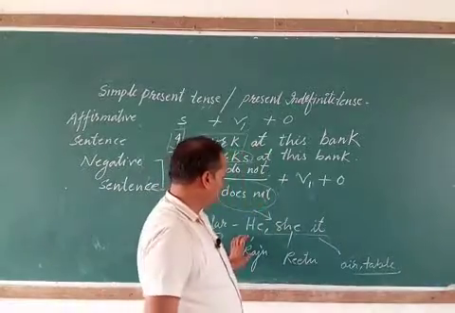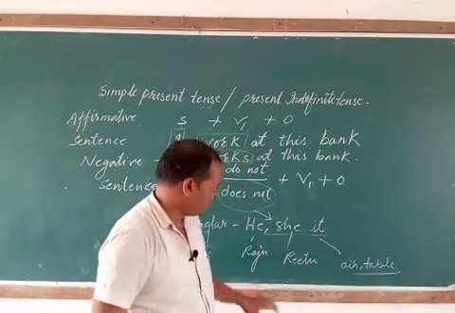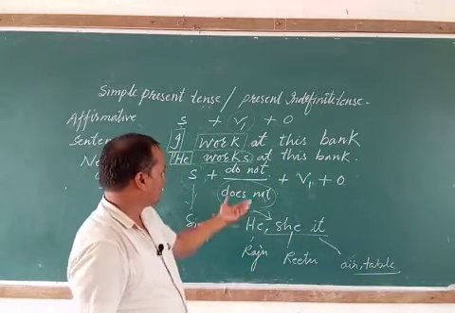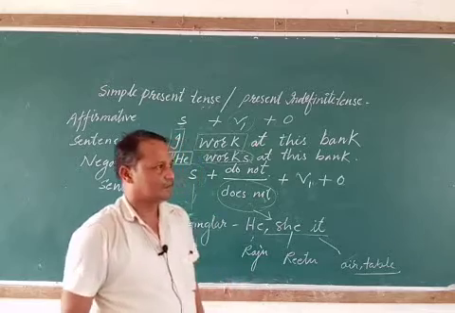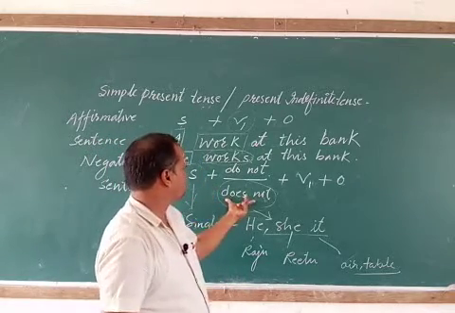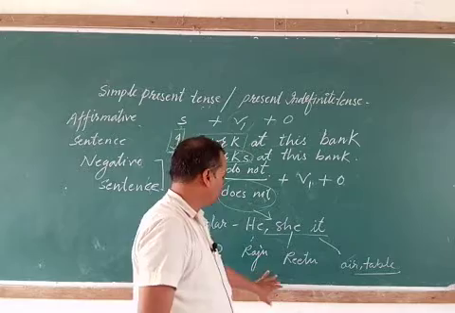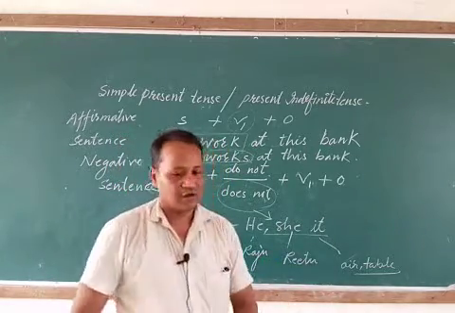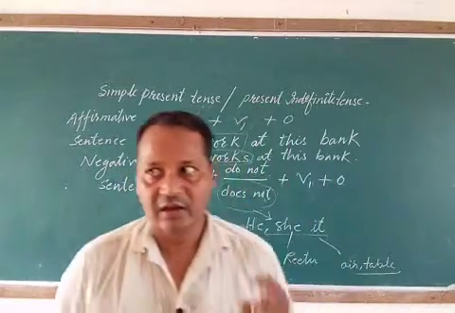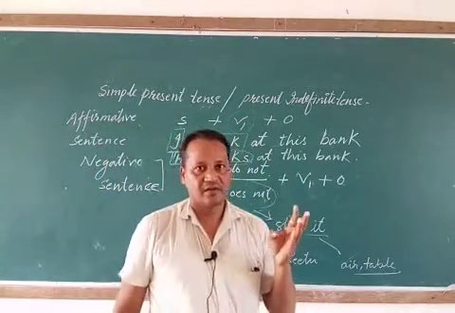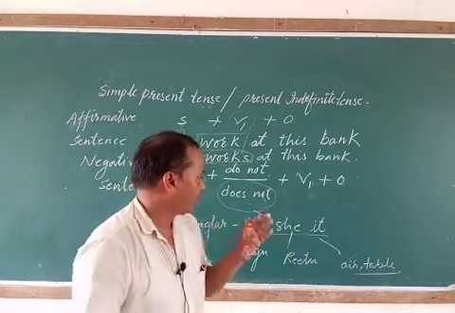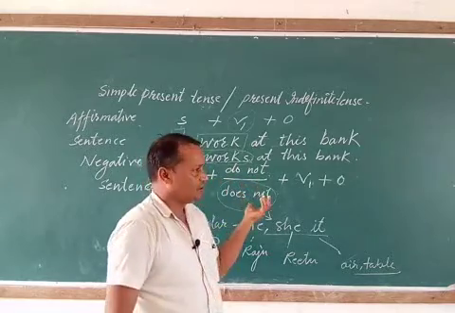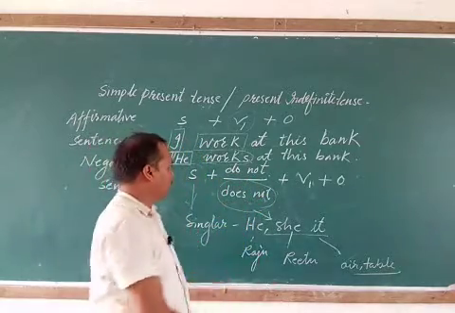If these nouns are singular, they will work like he, she, or it, so we will use does. And if they are not, except for these pronouns, other pronouns are plural, like we, they. So with I, we, you, they, we will use do not.